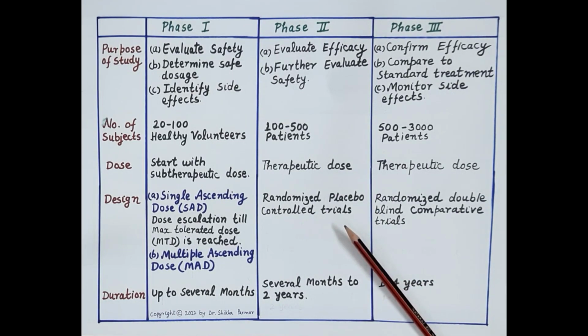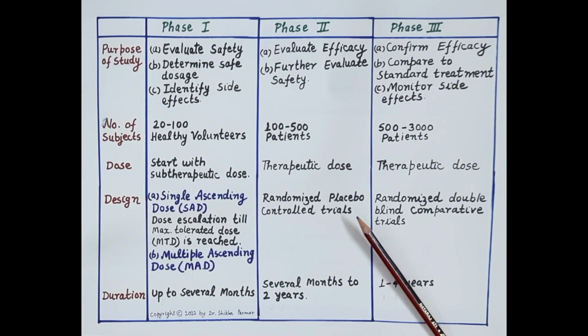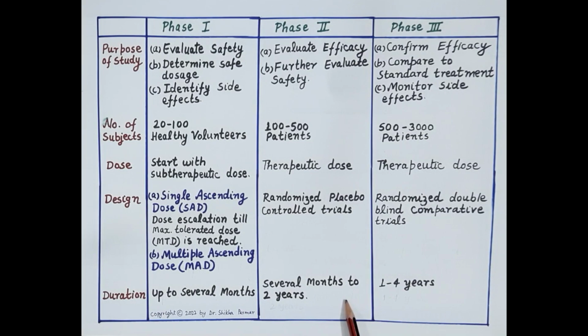Now, two groups are made. In one group, patients are given placebo, and in the other group, patients are given the drug. Now, after this, each patient volunteer is randomly assigned a group, either a group where the drug is administered or a group where placebo is given. Now, improvement in the symptoms of disease are evaluated and compared between the two groups. That is, the group where placebo is given and the group where the actual drug is given. Now, this interprets the efficacy of the drug. Now, duration of the trial is several months to 2 years.